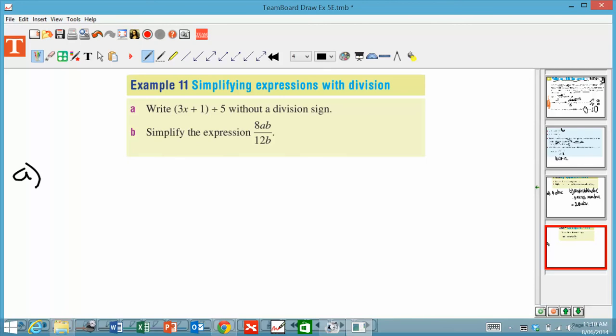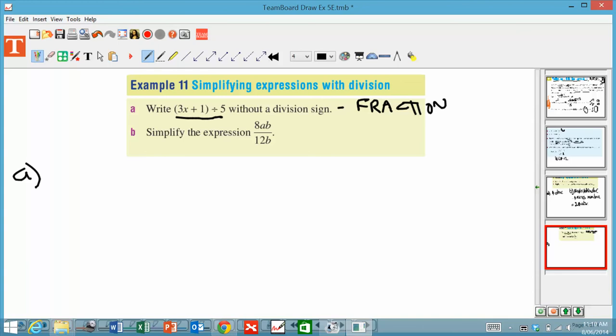Write 3x plus 1 divided by 5 without a division sign. Okay, so we're writing this like a fraction. We don't know what x is, so we can't solve this. We've got no other information. We just need to write this in correct algebraic form.